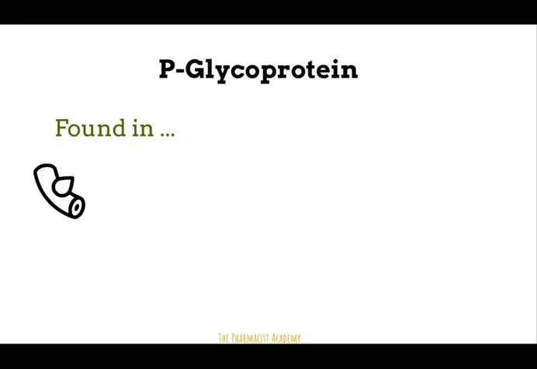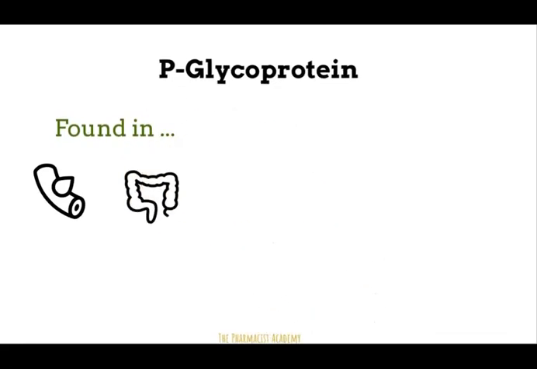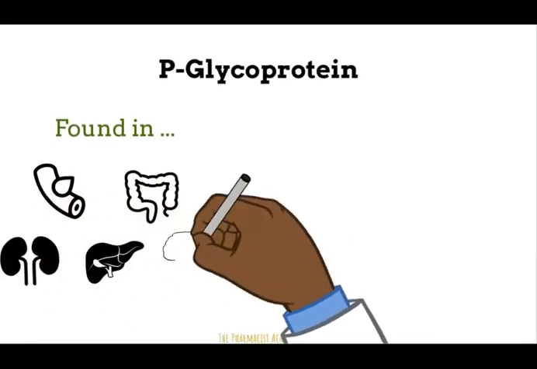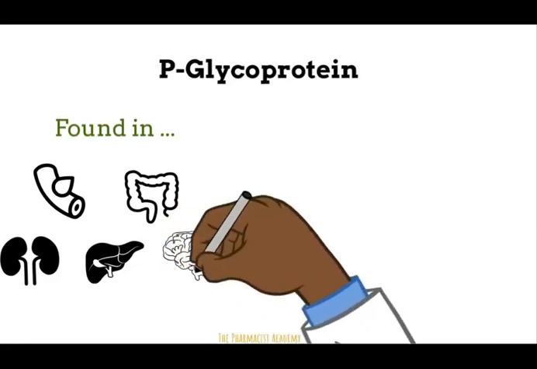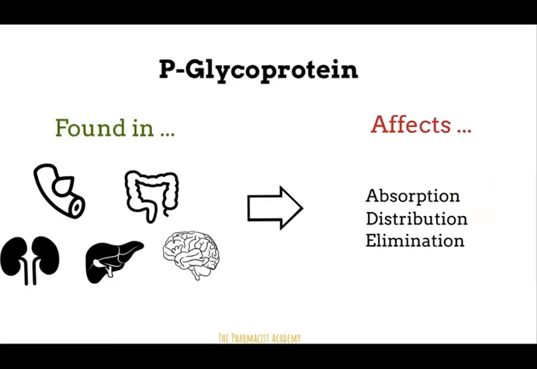It may line the blood vessels and kick drugs out into the blood, or in the colon where it will kick the drugs back into the colon to be excreted. Same for the kidneys, the liver, and it helps protect the brain from any foreign substances also. Now because of all that I just mentioned, these proteins can affect absorption, distribution, and elimination.